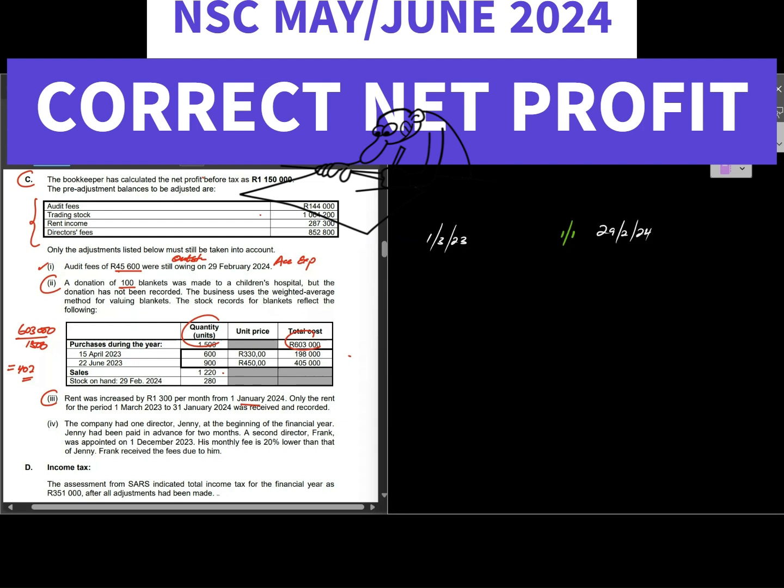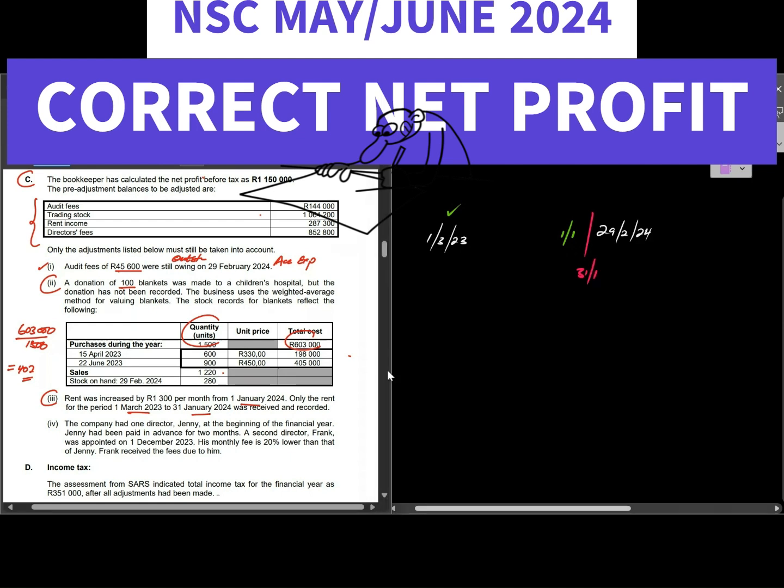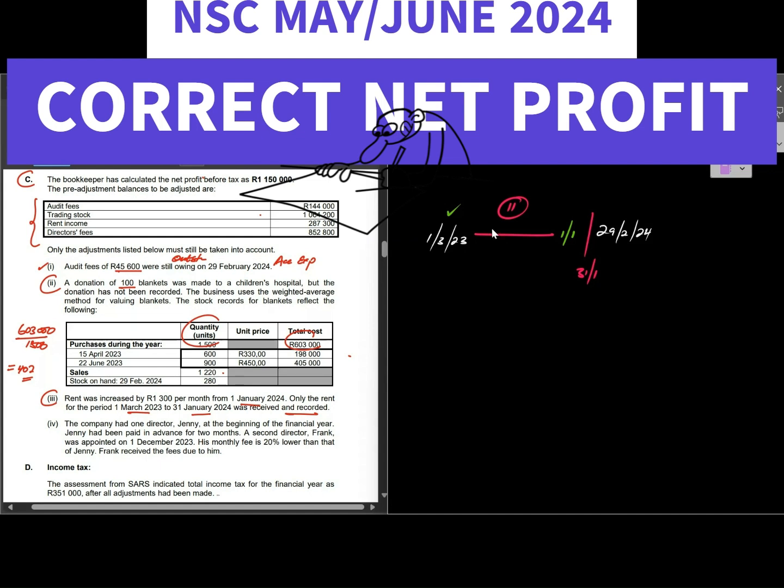Then we are told only the rent for the period March, which is the beginning, to 31 January. So we received the rent from March up until 31 January. So that is the rent that we've received. In other words, the examiner is trying to tell us that we have received rent for 11 months. February has not yet been received.